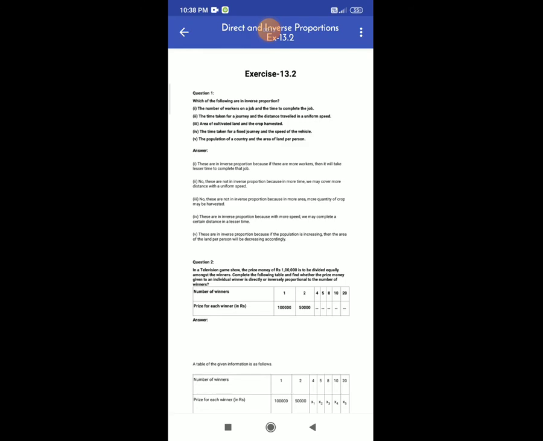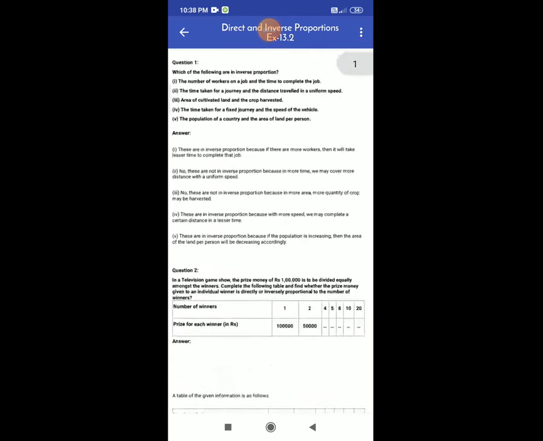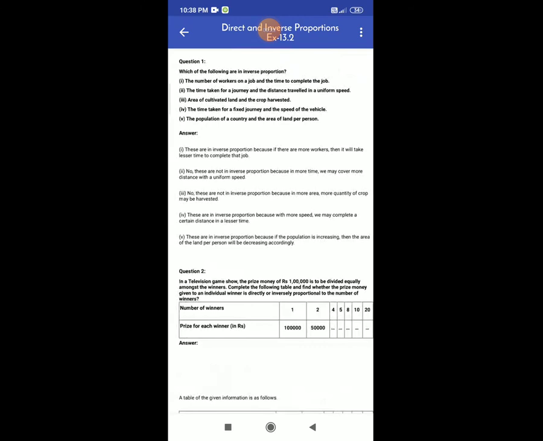Today we are going to continue the discussion and solution of exercise 13.2 from the lesson Direct and Inverse Proportion. Dear students, are you ready? आज हम डिस्कस करने जा रहे हैं सॉल्यूशन ऑफ एक्सरसाइज 13.2 और ये रहा क्वेश्चन नंबर 1 आपके स्क्रीन के सामने. Which of the following are in inverse proportion?